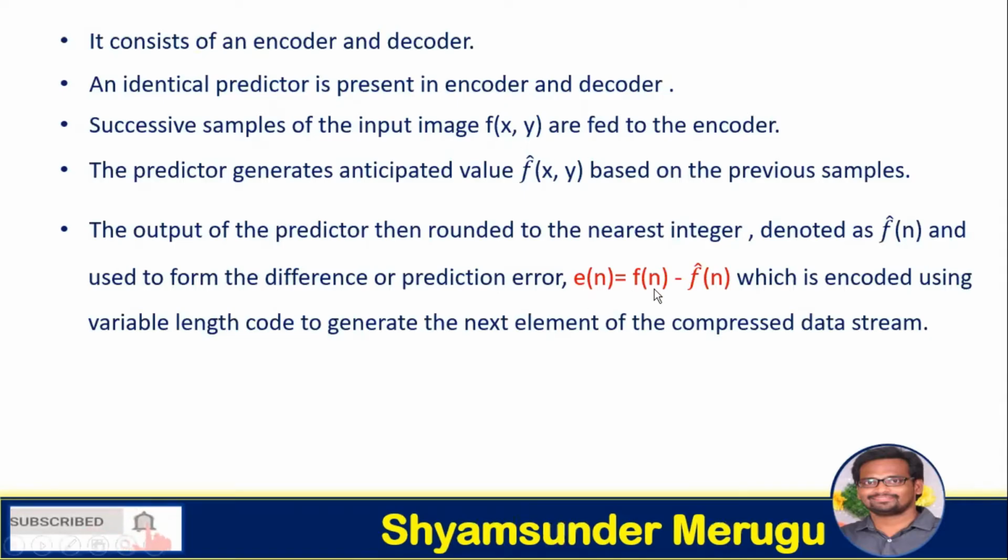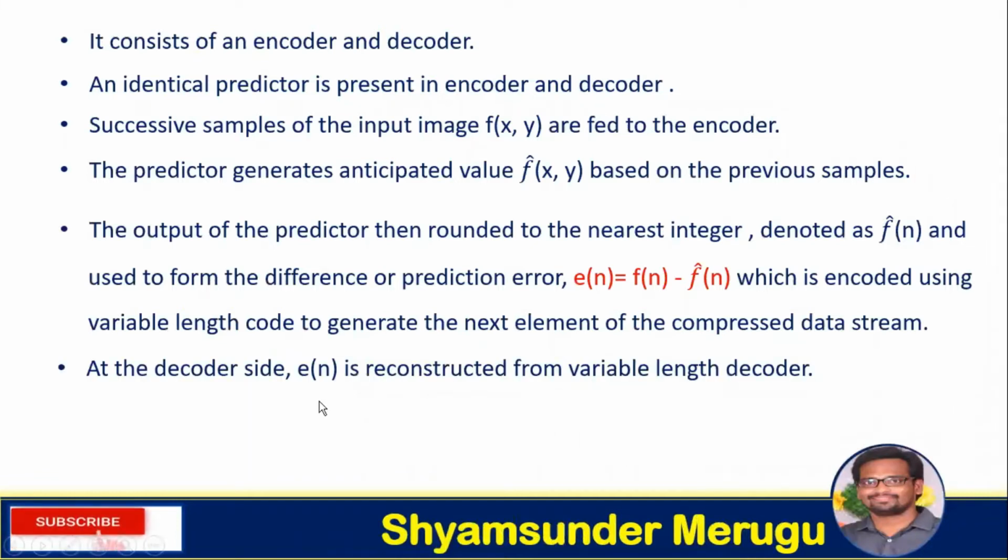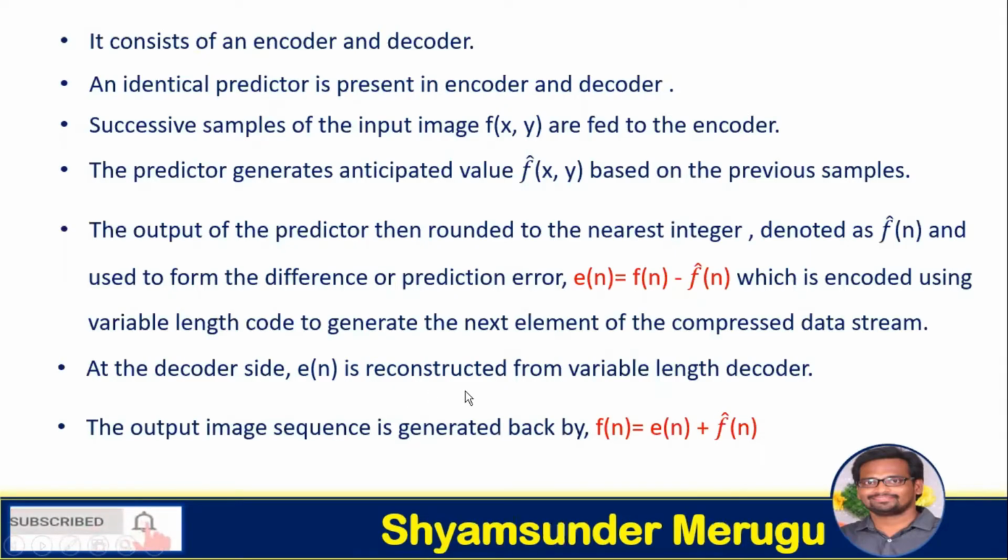Here the error sequence can be encoded using variable length code to generate the next element of the compressed data stream. At the decoder side, the error sequence e of n is reconstructed from the variable length decoder. The output image sequence is generated back by f of n equals e of n plus f cap of n.